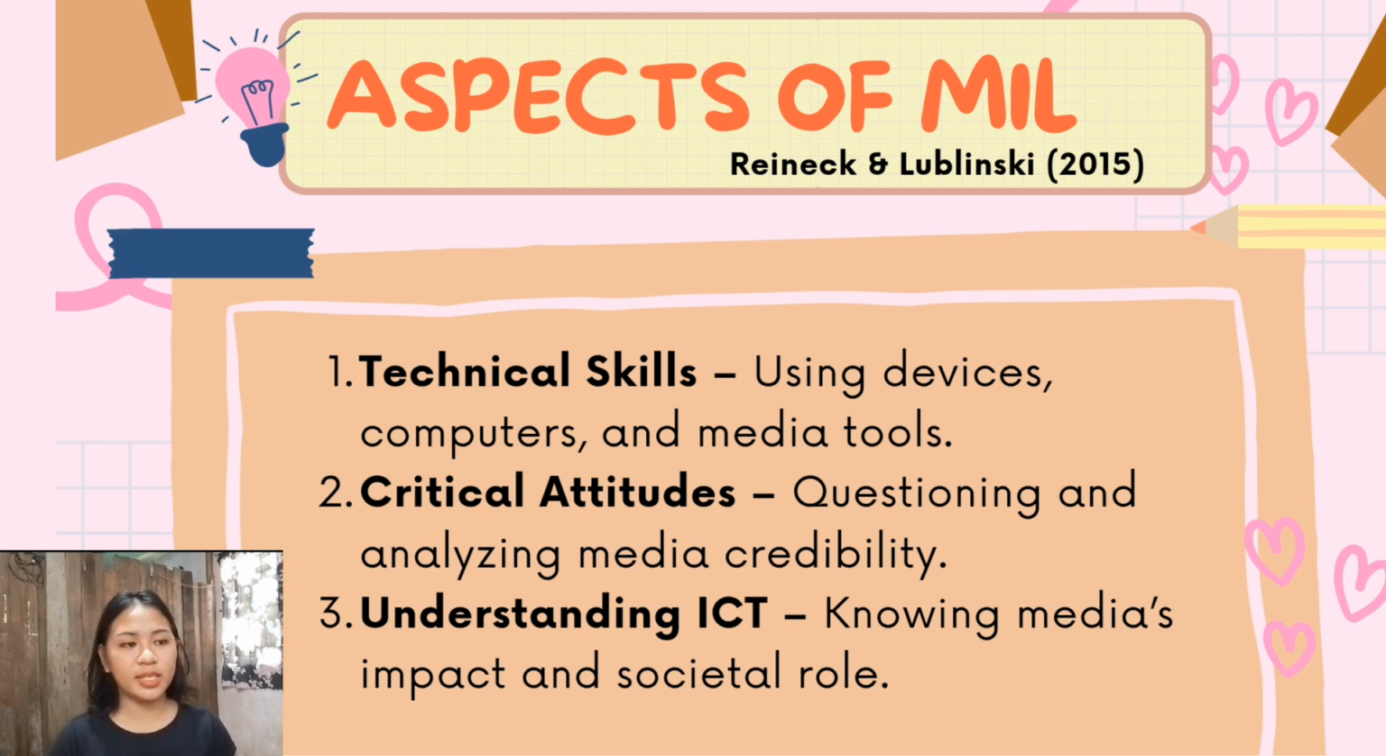The second aspect of media and information literacy is critical attitudes. It refers to the questioning and analyzing of media's credibility. It is important that we ask the right questions, and we check the resources before believing something we see online. And the last aspect of media and information literacy is understanding ICT, or information and communication technology. It is all about knowing the media's impact and societal role. So basically, it means recognizing how the media influences people and society.